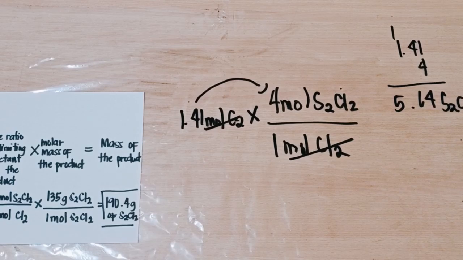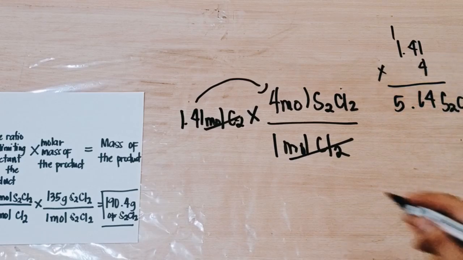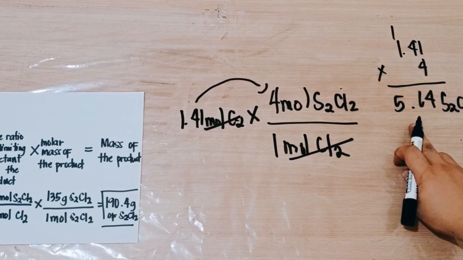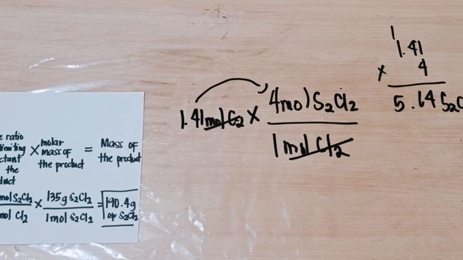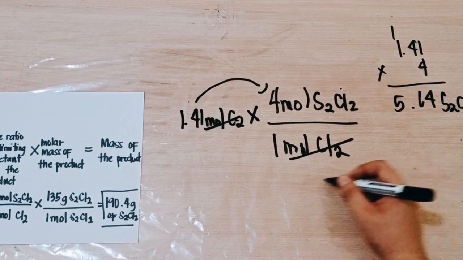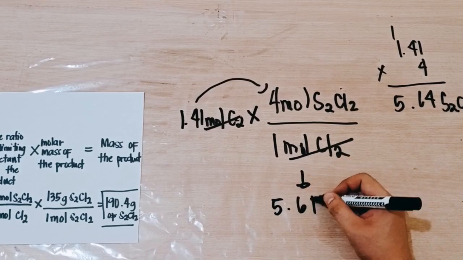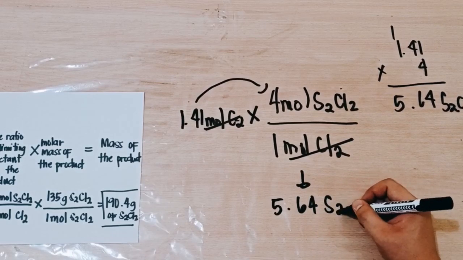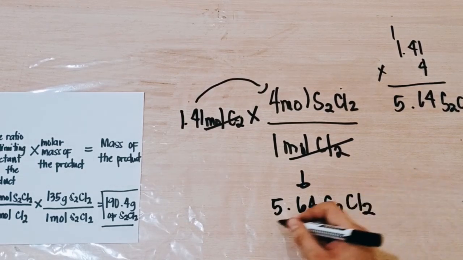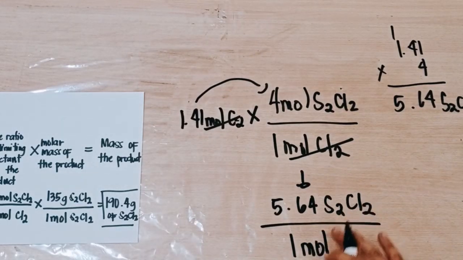So when we multiply 1.41 times 4, because there are 4 moles, what we get is 5.64 moles of disulfur dichloride. So we just place it there, 5.64 over 1 mole. Over 1 na siya.